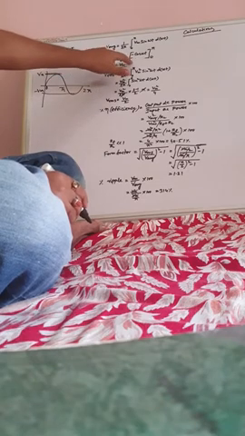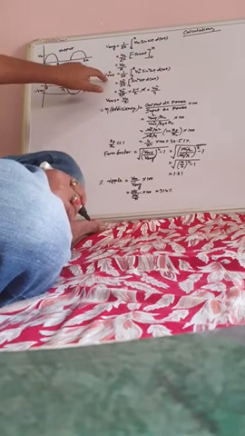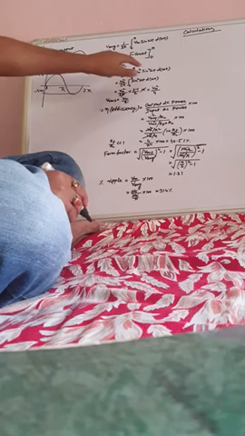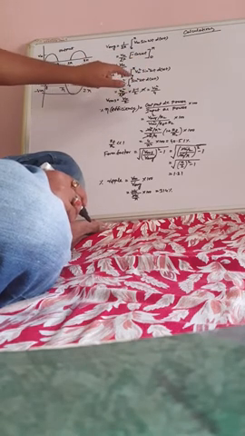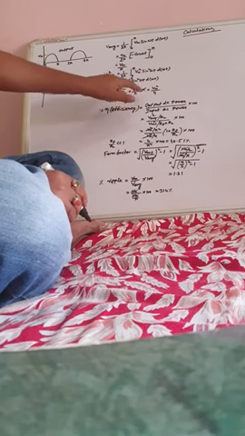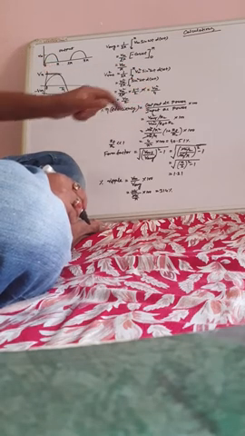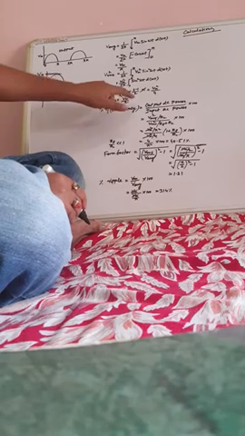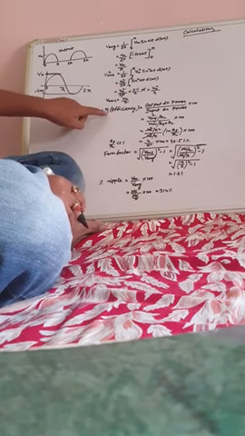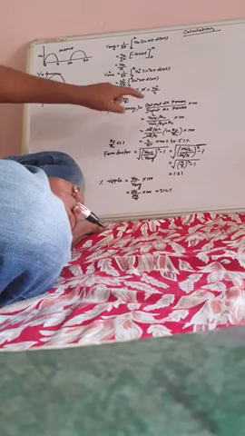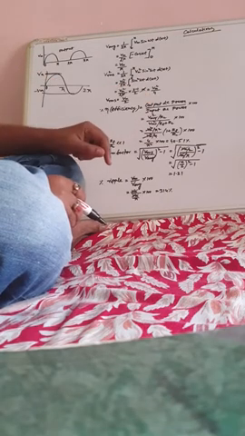After calculation, VAVG is Vm by pi. Vrms square equals 1 by 2 pi, 0 to pi Vm square sin square omega t, d of omega t. So Vm square by 2 pi, 0 to pi sin square omega t, d of omega t. The result is Vm square by 4. So Vrms is equal to Vm by 2.